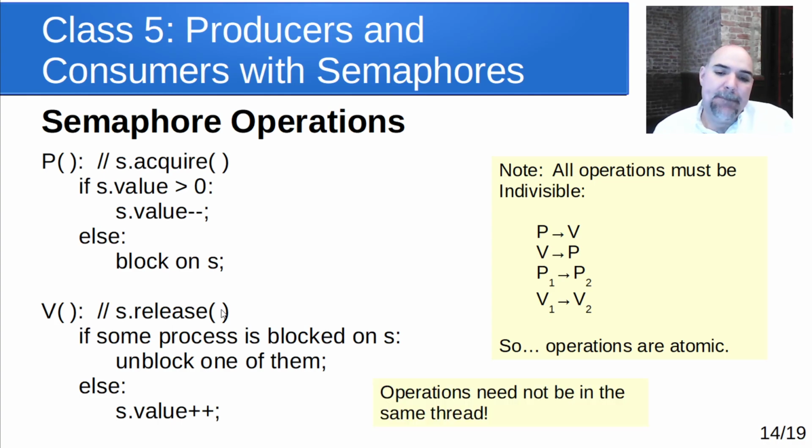Okay. One thing that is different from locks is the operations don't need to be in the same thread. We could acquire in one thread. We could release in another. That's allowed. It's not allowed in locks or RLocks, but it is allowed in semaphores.